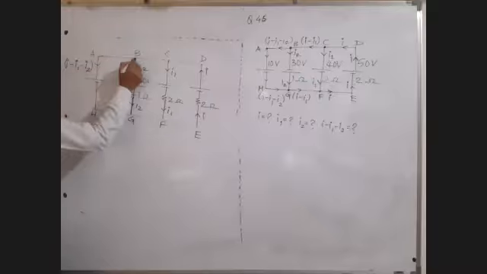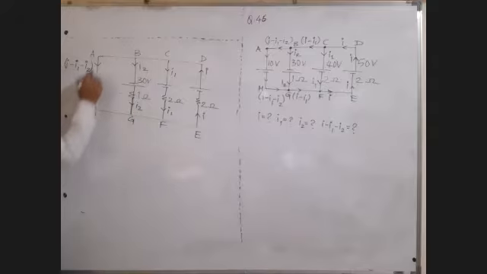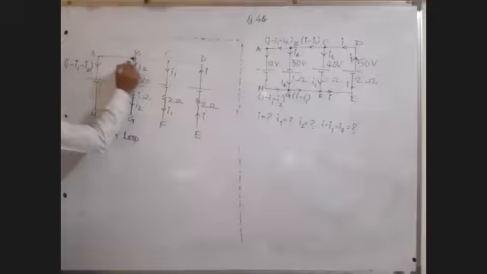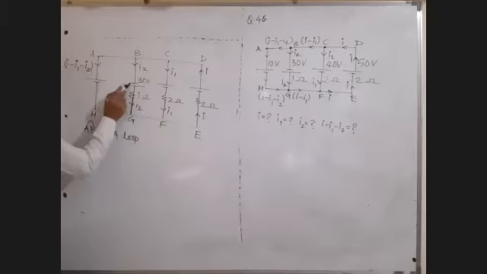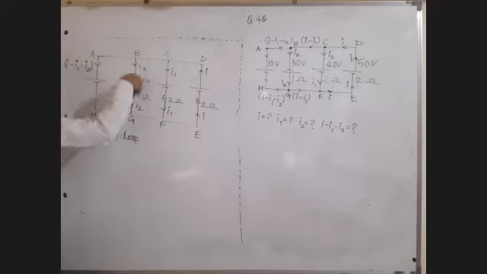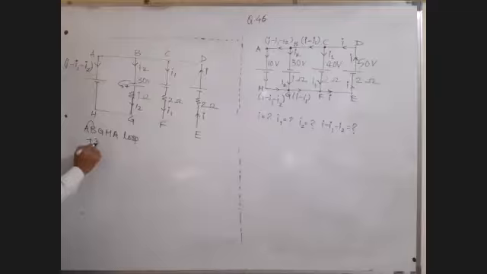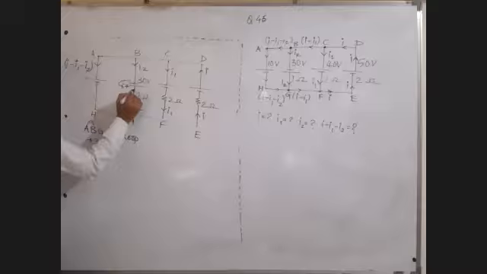First is the loop A, B, G, H, A. Let us start from point A. A to B, there is nothing, I will write nothing. B to G, there is battery as well as resistance. Now I am moving from B to G, negative to positive, so EMF is positive, so plus 30. Now I came here.